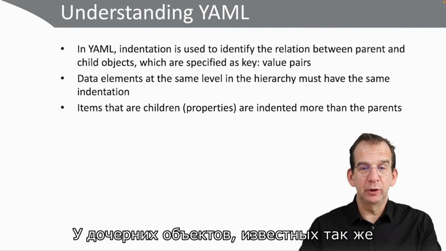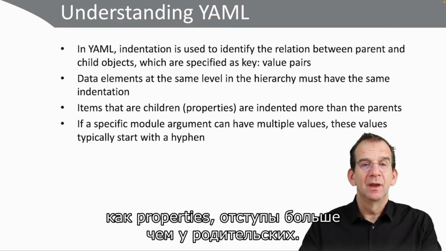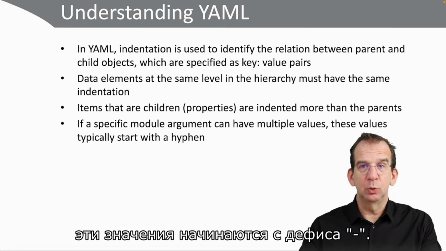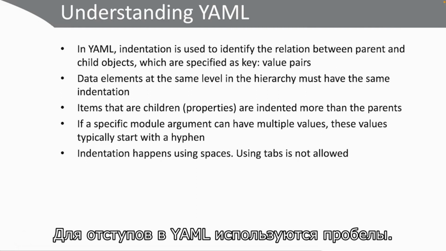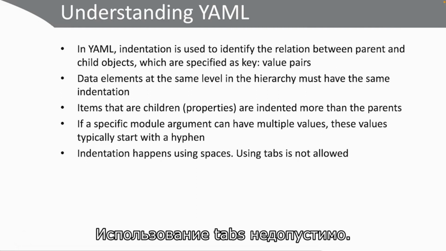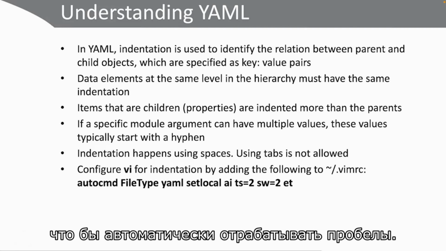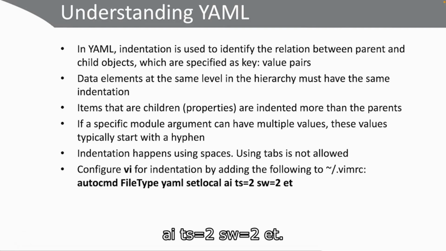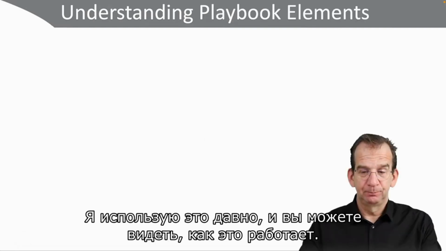So items that are children, also known as properties, are indented more than the parents. And if a specific module argument can have multiple values, these values typically start with a hyphen. We call those arrays. Indentation in YAML happens using spaces. You cannot use tabs. And if you are using Vi, you might want to add the following to your .vimrc to automatically take care of the indentation. So that would be autocmd FileType yaml setlocal ai ts=2 sw=2 et. I'll do that in a while so that you can see how it works.